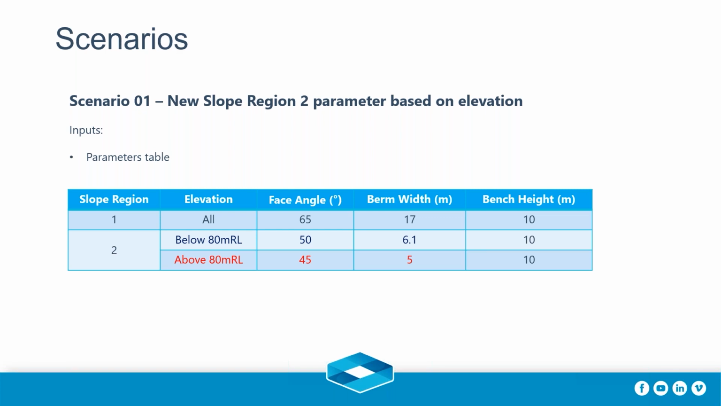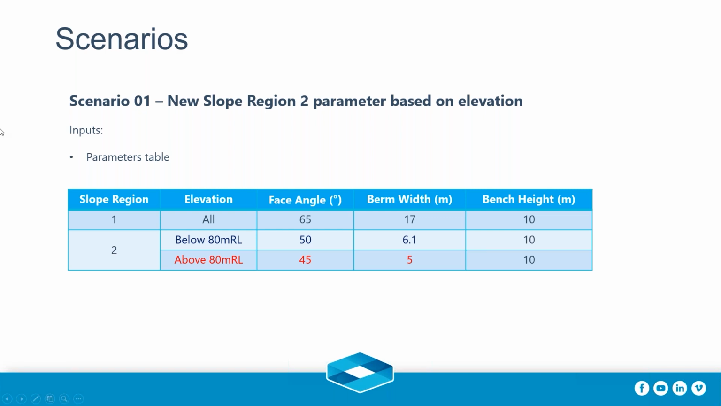So below the 80 RL, our initial parameters have been kept. As you can see, a face angle of 50 degrees, a berm width of 6.1 meters, and a bench height of 10 meters. However, for above 80 RL, our geotechnical parameters have changed. So instead of 50, now our face angle is 45. Instead of 6.1, now our berm width is 5 above the 80 RL.